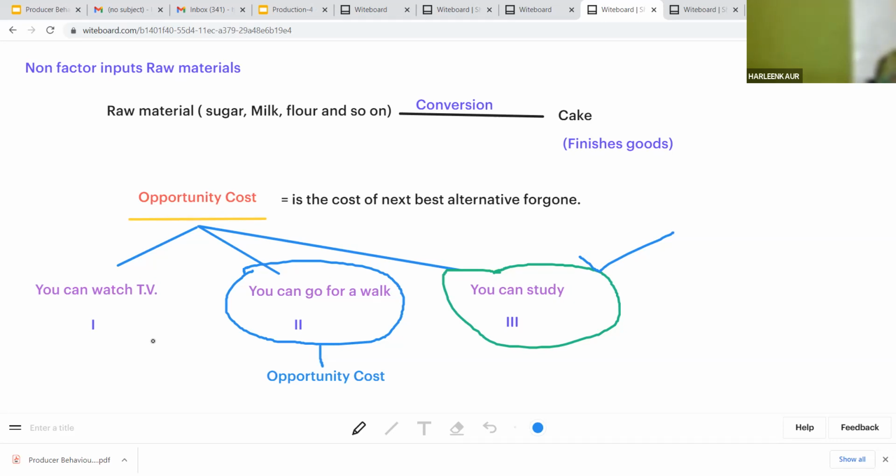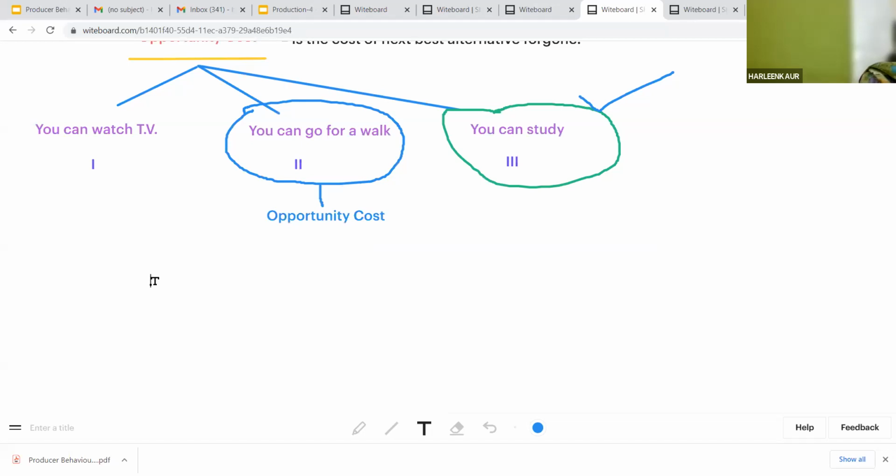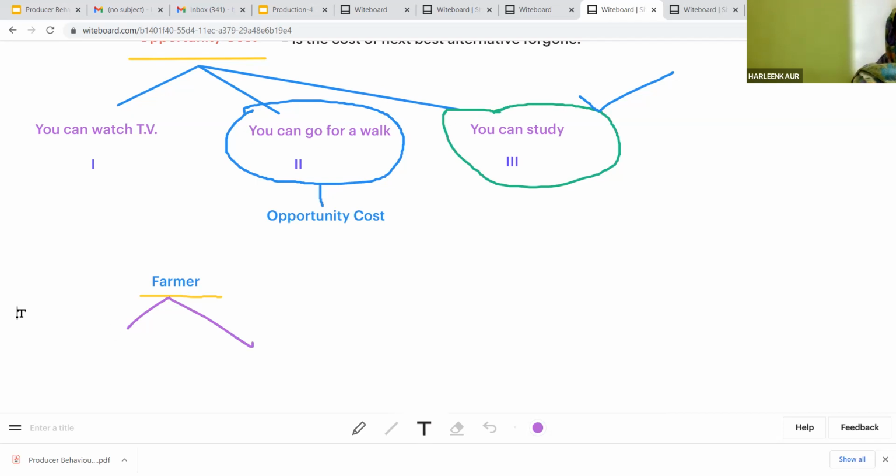So now let's understand it from the perspective of a farmer. Suppose a farmer can produce either 40 quintal of rice, or he can produce 30 quintal of rice. It depends on his choice.